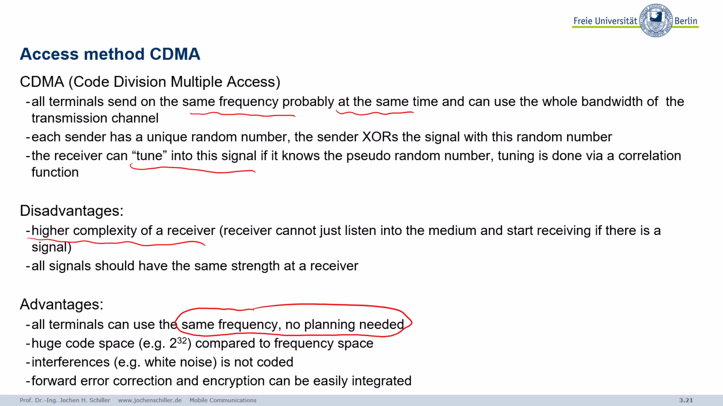What is also quite nice is that we have a huge code space, because we separate users by code. That's way bigger compared to frequencies, for example. Also a good thing is that interference is not coded, so white noise, for example. And you can easily integrate forward error correction and encryption. Why? Well, I already mentioned the party example when I talked about code division multiplexing.